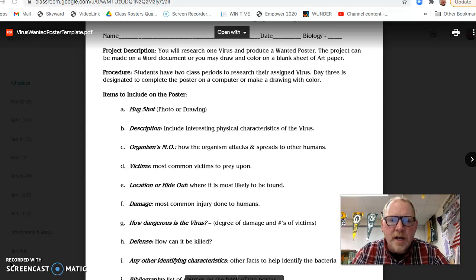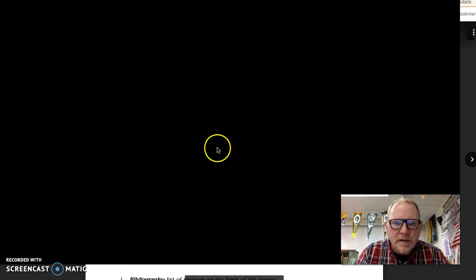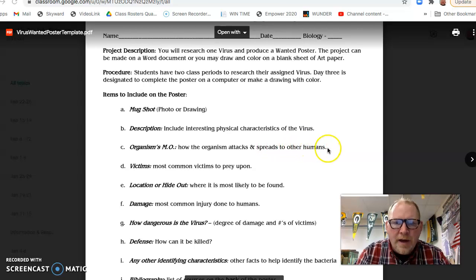Our next thing that we're going to talk about is the organism's MO, how the organism attacks and spreads to other humans. So one example, I'll just give you something different, not the coronavirus, but the rotavirus that we saw in the video, that was spread by humans using a waterway, the river system, for washing their clothes, for their drinking water, and for their bathroom.